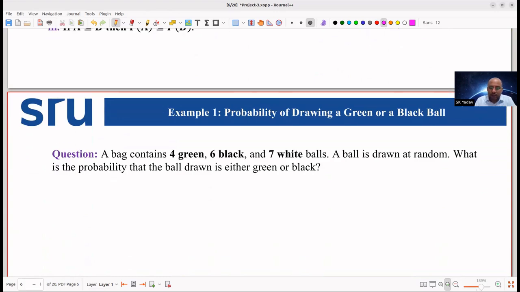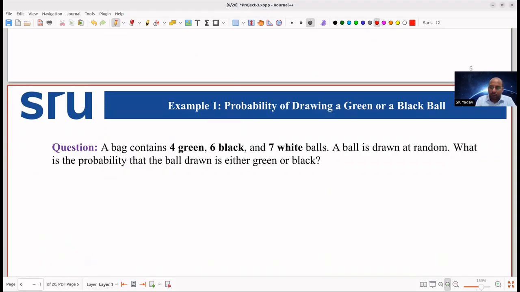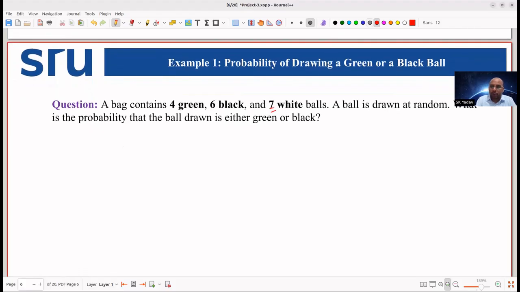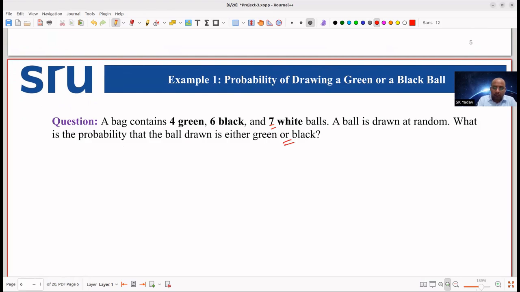A bag contains 4 green, 6 black, and 7 white balls. A ball is drawn at random. What is the probability that the ball drawn is either green or black? You can see which operation would apply. The phrase here is "or". So you have to find the probability of either a green ball or a black ball. You can define two events, A as green ball, B as black ball.